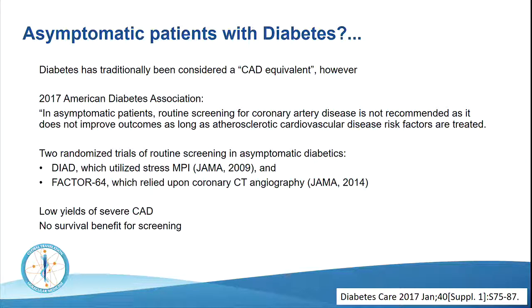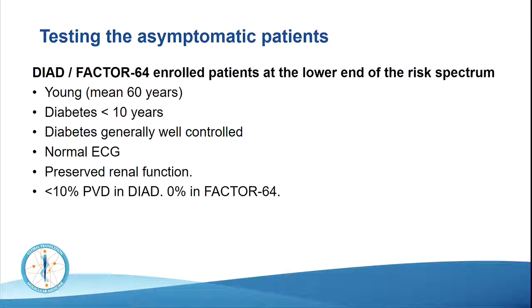One is the DIAD trial of myocardial perfusion imaging published in 2009, and the FACTOR-64 trial, which relied upon CT coronary angiography. Both studies had very low yields of severe coronary artery disease and no survival benefit of screening. However, both of these studies enrolled patients at the lower end of the risk spectrum. They were younger patients with diabetes of shorter duration, importantly less than 10 years. Their diabetes was generally well controlled. They had a normal ECG, preserved renal function, and a very low incidence of concomitant vascular disease.